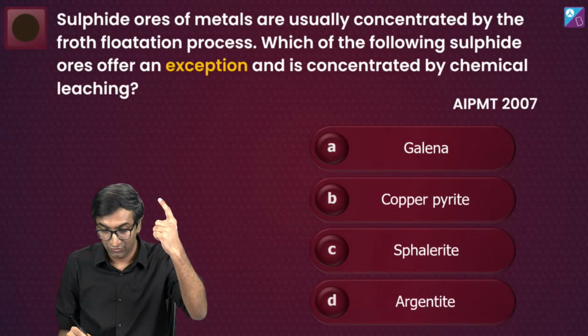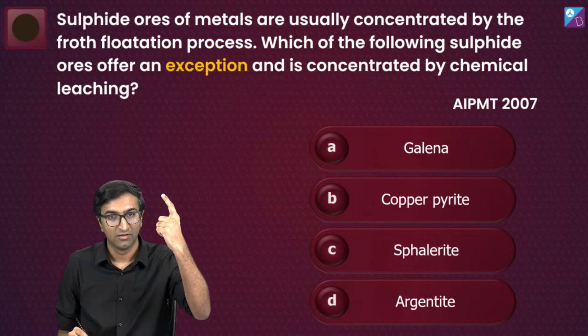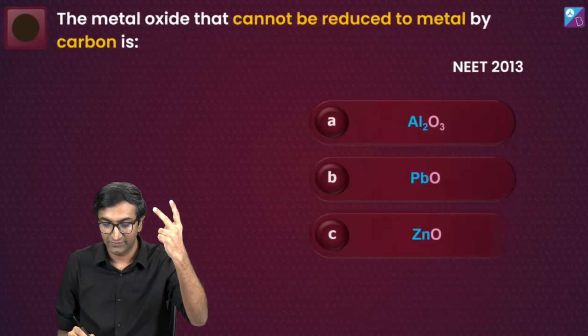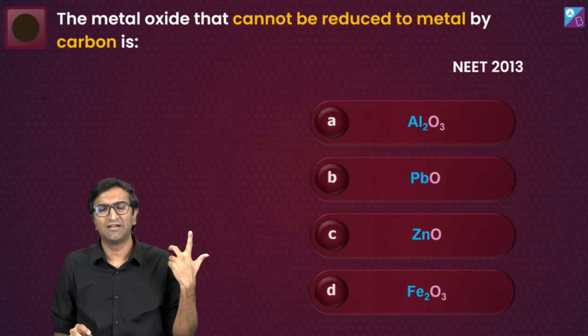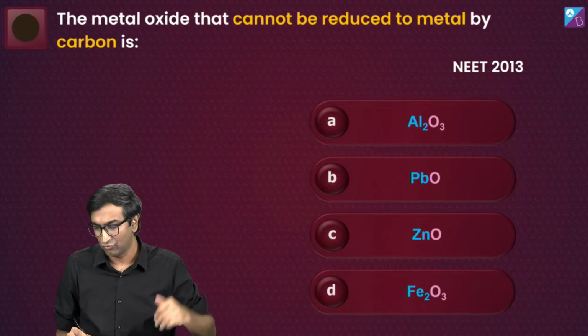Here is a homework question for you. First one, AIPMT 2007 से. Or here is another one. Metal oxide cannot be reduced by metal carbon is. Last session I didn't really give you any homework question क्योंकि introduction था, didn't have too much to do.